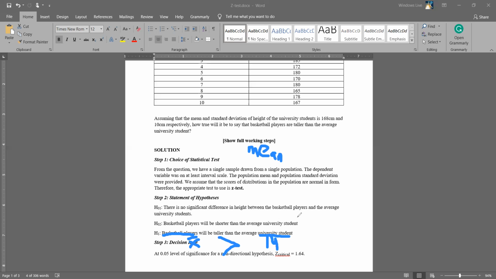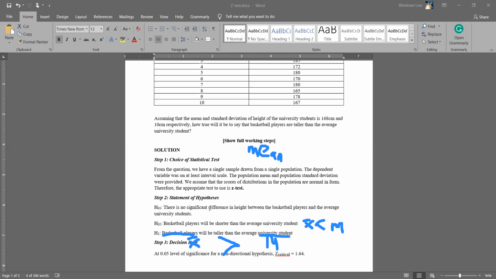Then with H0, we indicated basketball players will be shorter this time around. They'll be shorter than what? The population. It means that our sample mean this time around will be less than the population mean.